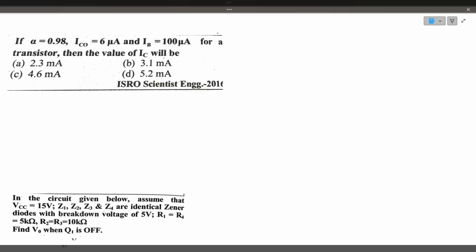We'll solve the next question. If alpha is 0.98, IC naught is 6 microamperes, IB is 100 microamperes for the transistor, then the value of IC is. So we have to write the IC equation, that is collector current is equal to beta IB plus (1 plus beta) IC B naught. This is the collector current equation that we have.